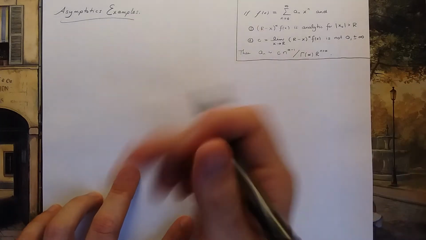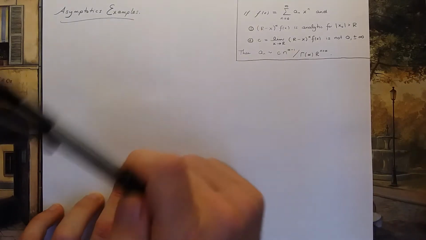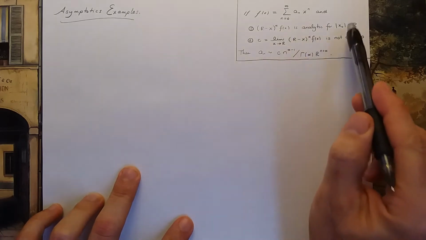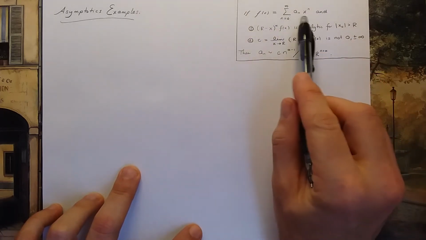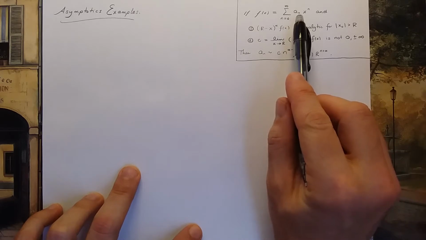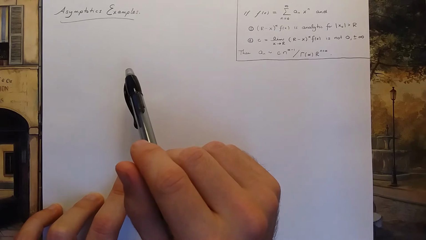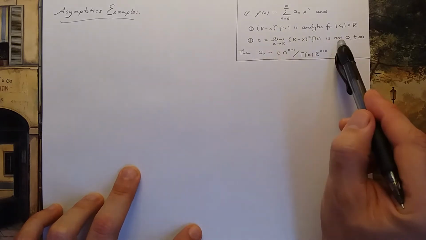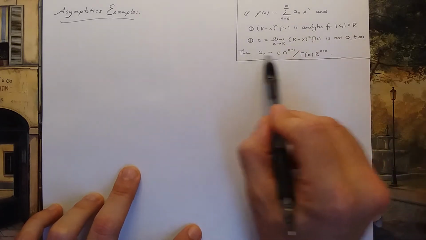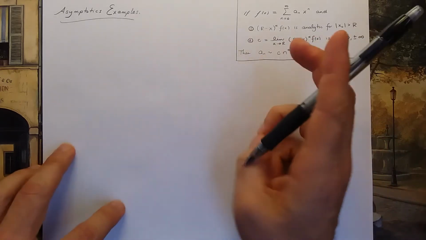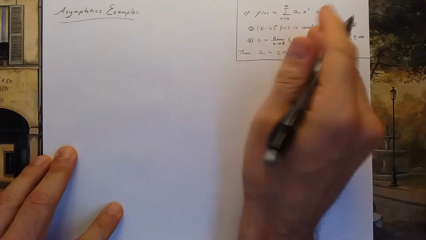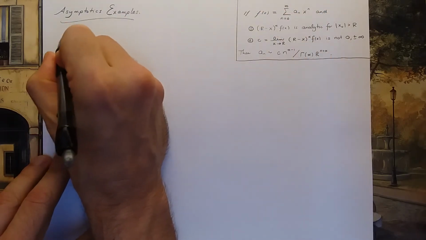So I'd like to do some examples of our main theorem involving asymptotics. To recap what we said in the previous video, let f be a function that has coefficient of x to the n given by the constant a_n. If these two conditions hold, then there's a nice asymptotic formula for those coefficients. So let's do an example and see how this is used in practice.